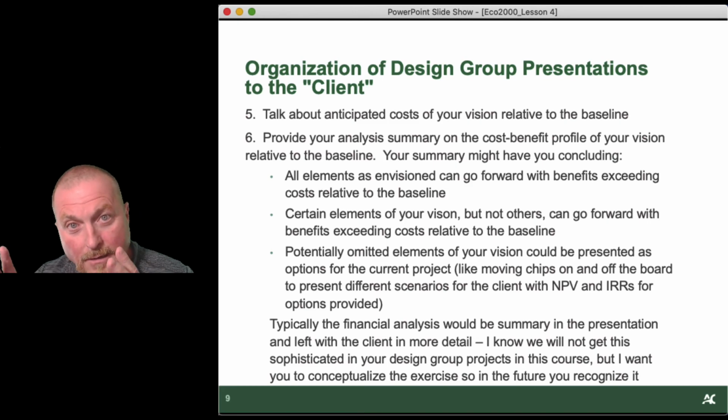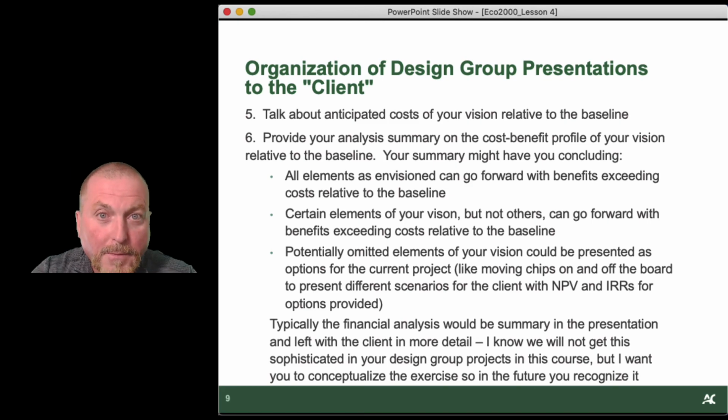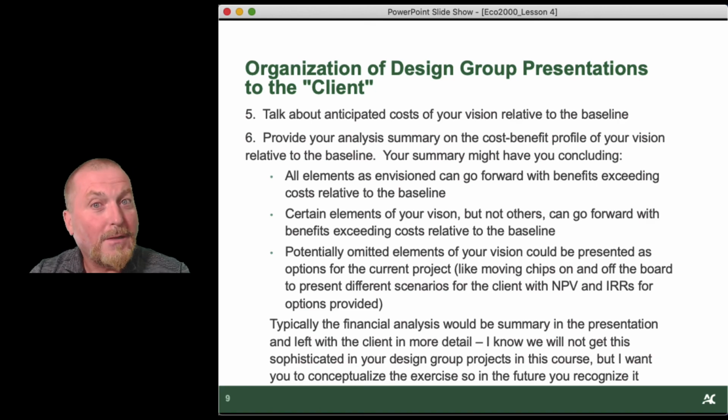Remember I told you, low threshold option, middle of the pack option, full Monty option, right? You might set your analysis up that way. Potentially omitted elements of your vision could be presented as options for the current project or move forward into the future. Remember what I told you, right? You're giving your client more than a yes, no, usher you out of the office scenario. You're giving them some options to see a vision for themselves off into the future.